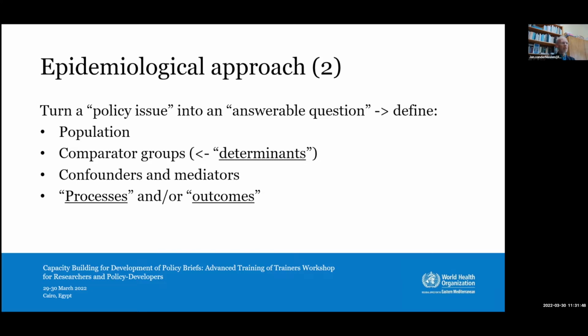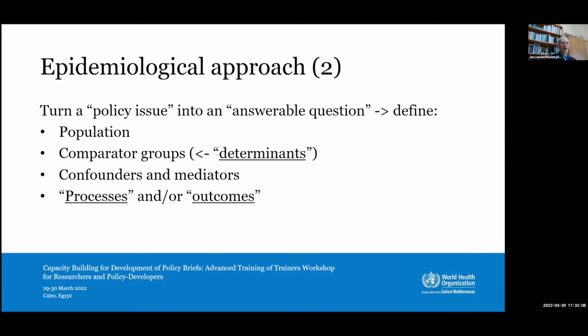Being very clear about the population. Is it everybody? Or is it, for instance, only cancer patients? Or is it only patients with a particular background? Is it only patients who get a particular treatment? What are the comparator groups? That is the intervention comparison element in the PICO acronym.